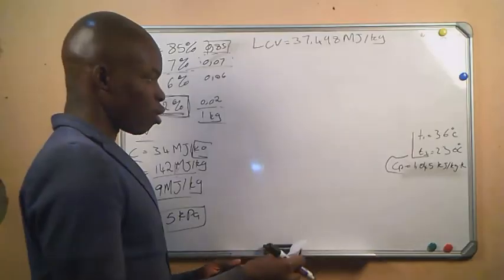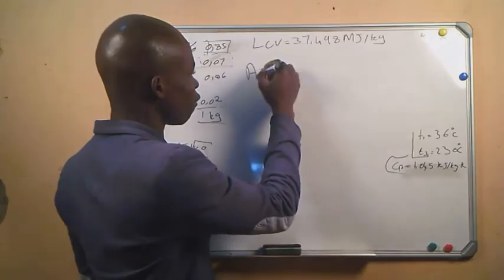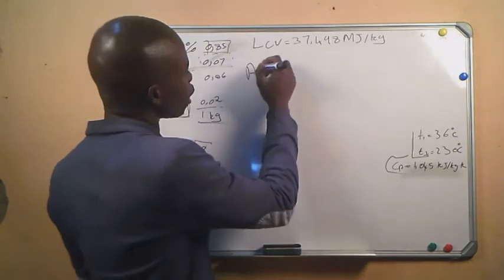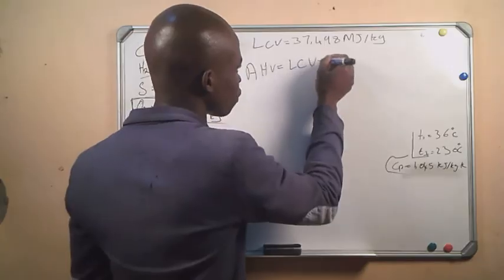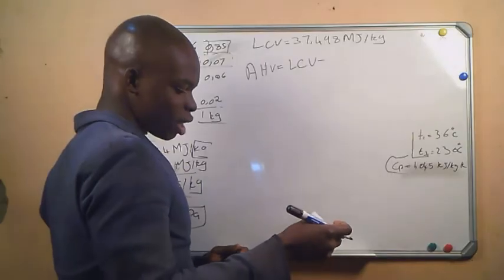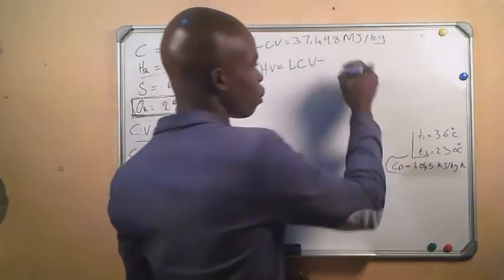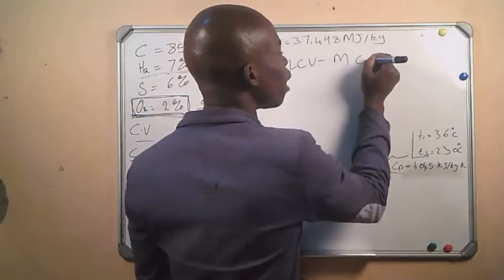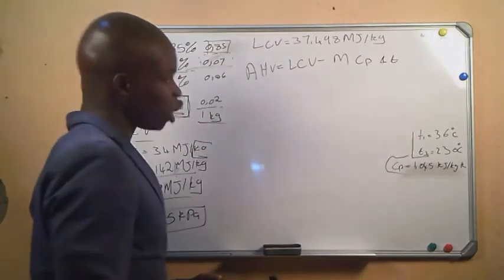So first we must get, okay, this is the formula that we will use, the available heat value. The available heat value, we will say the low calorific value minus the heat energy that is being absorbed by the dry gases, and then we will say the mass of the exhaust product times its specific heat capacity times its change in temperature.